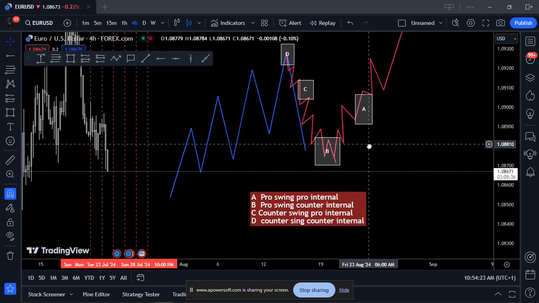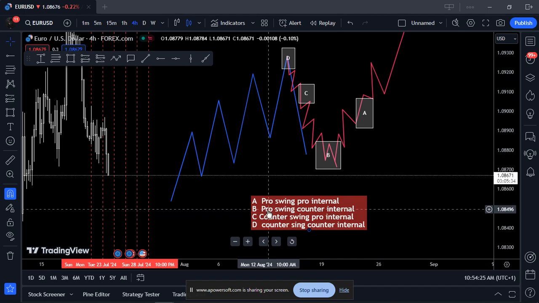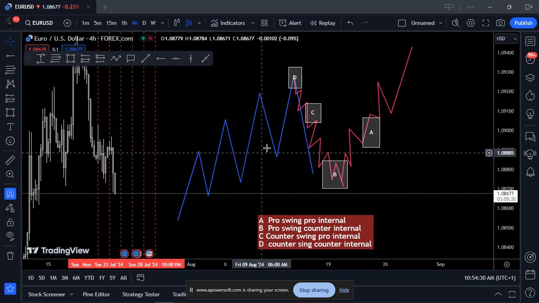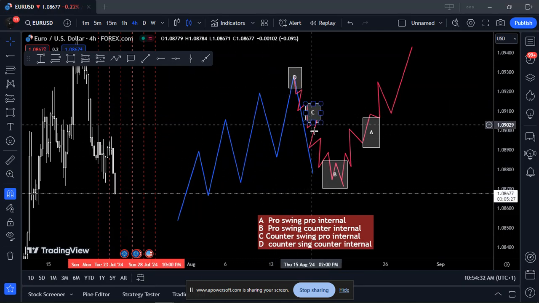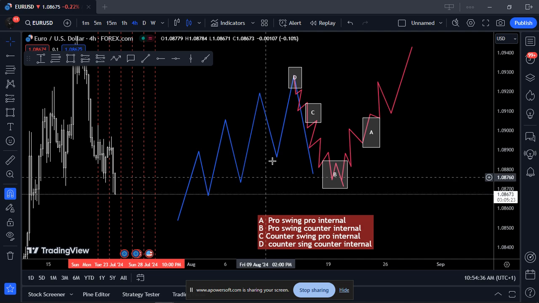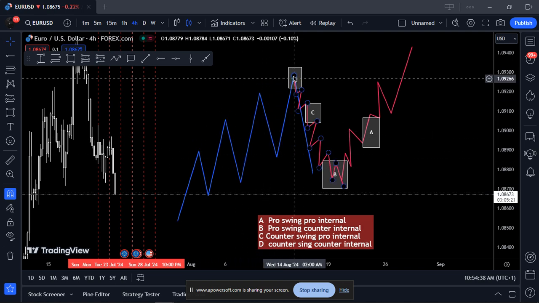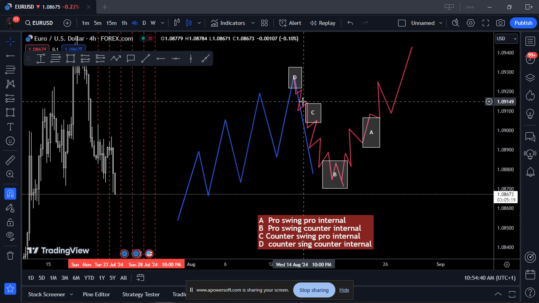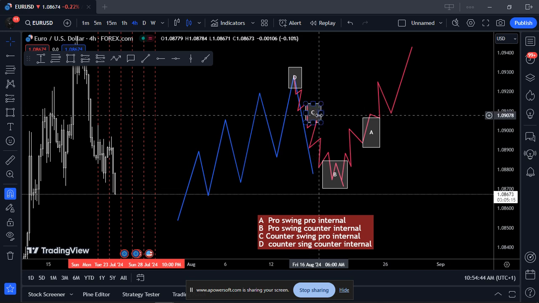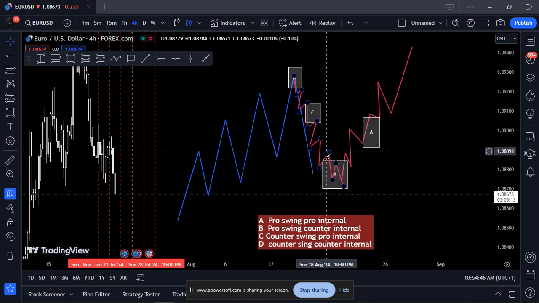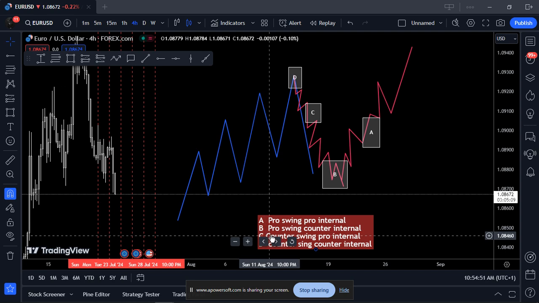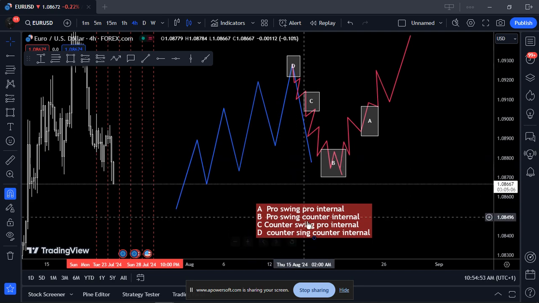Then C is counter swing pro internal. You see the higher time frame is going up, but C is coming down, meaning it's going against the swing, the higher time frame. But then look at the lower time frame. The lower time frame trend has already started, so C is going in the direction of the lower time frame, but it is going against the higher time frame. That's counter swing pro internal.